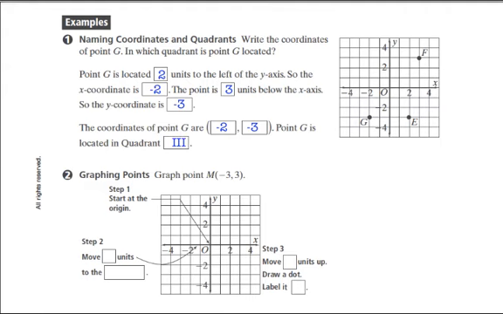Now we're going to practice graphing. We're going to graph point M at -3, 3. We start at the origin. Since the x is -3, we're going to move 3 units to the left of 0. Since the y is +3, we're going to move 3 units up. We put a dot at left 3, up 3, and label it point M.